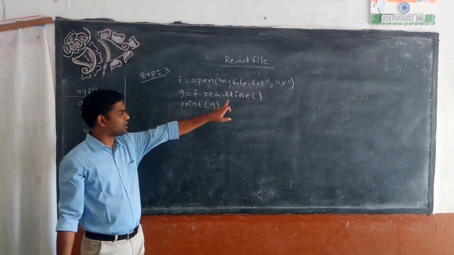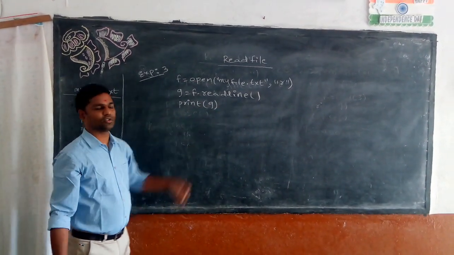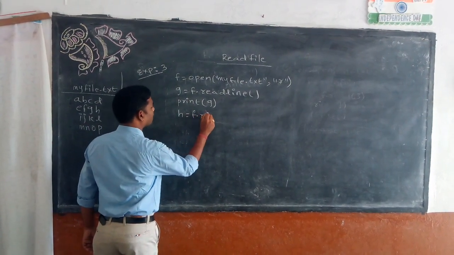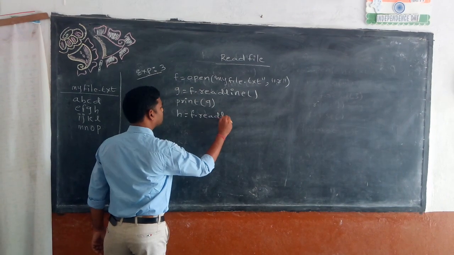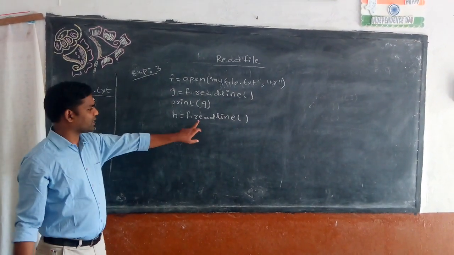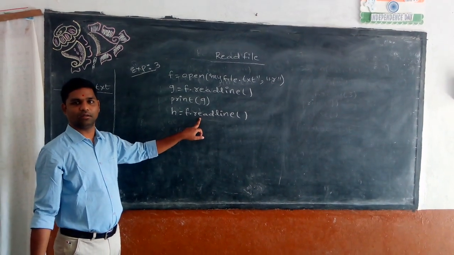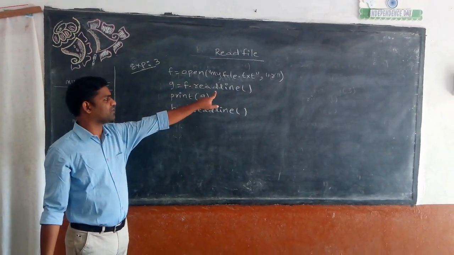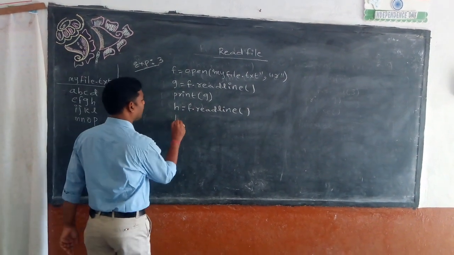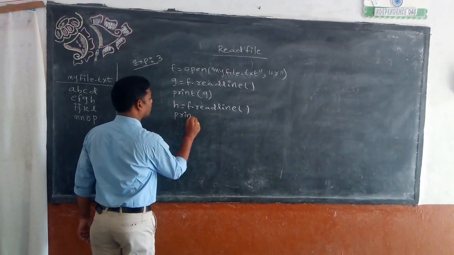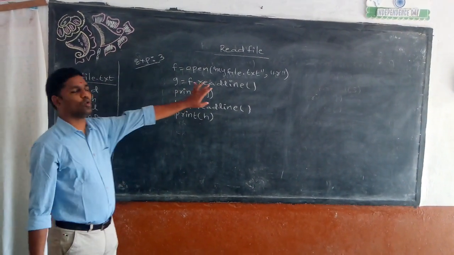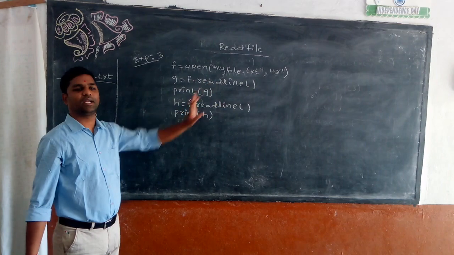If I execute this function again, for example, if I say H is equal to F dot readline, then now it will read the second line of the file. So the first time readline will read the first line of the file, and the second time it will read the second line of the file, and so on. So you can read until the end of the file. At a time it will read only one line. That's the usage of the readline function.